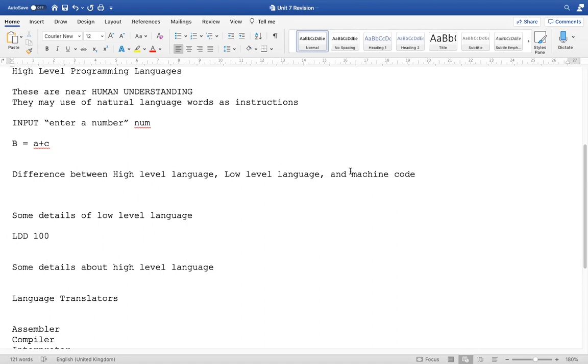So the thing is, this is not right away understandable by the computer. When I run it, it will use a translating program, which we'll be discussing in a bit, to convert this assembly language code into machine code. Since this assembly language code is near machine understanding, it is almost like machine code, though it is not machine code.